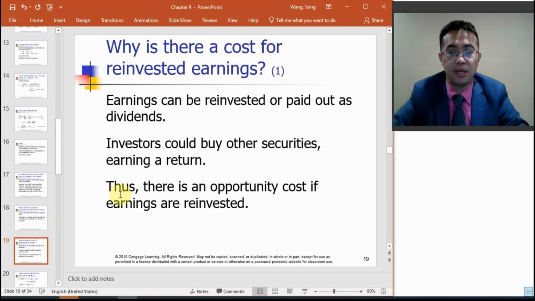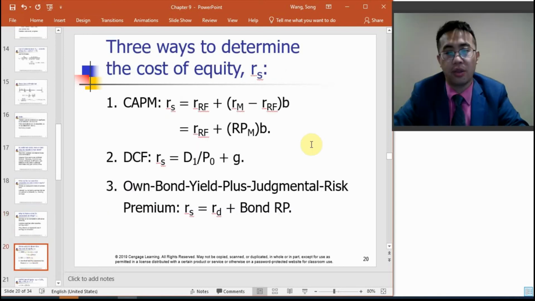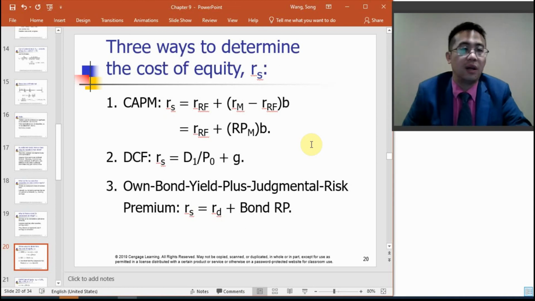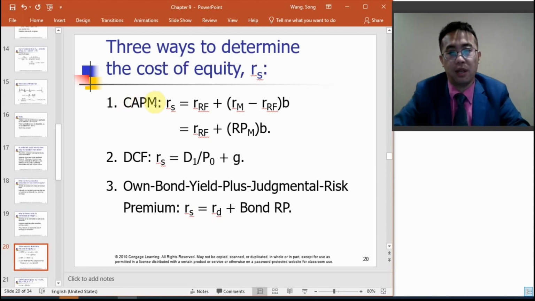And once the stock price is higher, the investors can sell their shares and buy other securities and earn returns. Here are three ways to calculate the cost of equity. The first way is the capital asset pricing model, as we covered in chapter 6. So we just solve for the return of the stock.